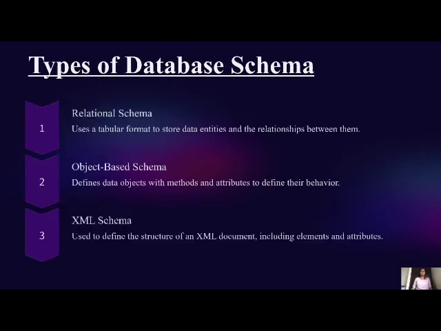Next, the types of database schema: relational schema, object based schema, and XML schema. The relational schema uses a tabular format to store the data entities and the relationships between them. Object-based schema defines the data objects with methods and attributes that define their behavior. XML schema is used to define the structure of an XML document, including the elements and attributes.